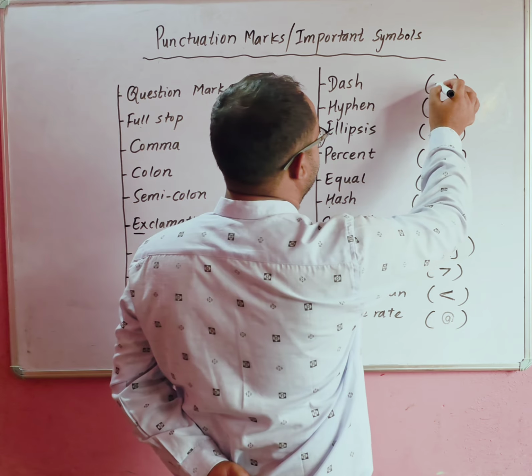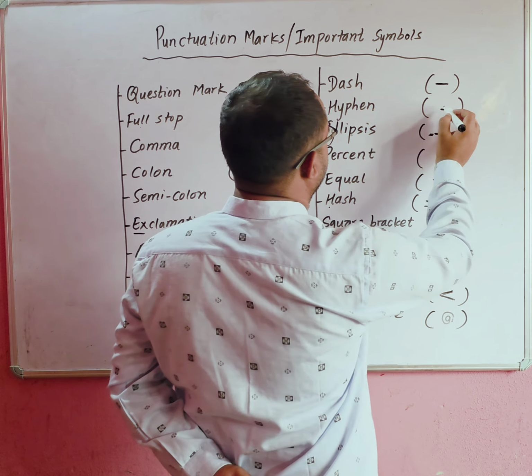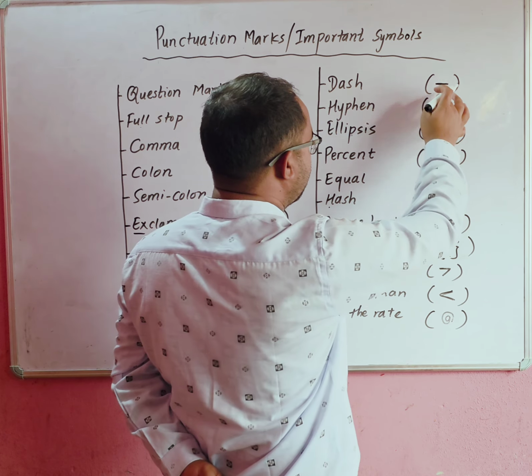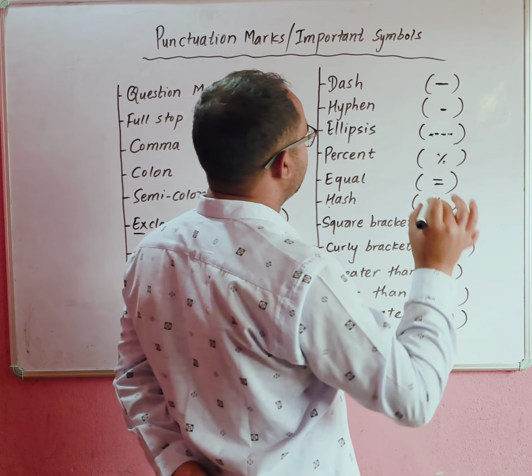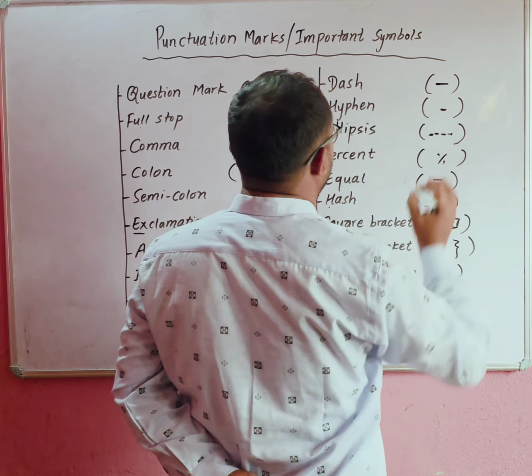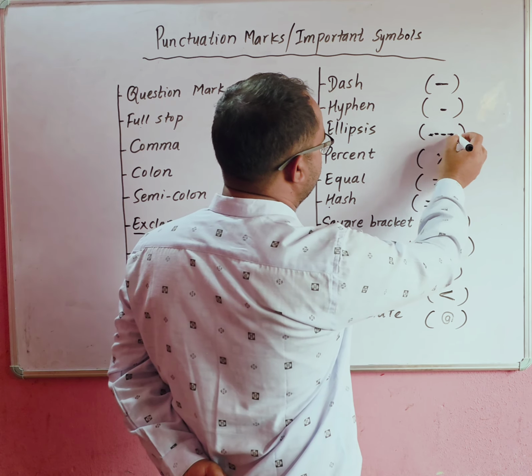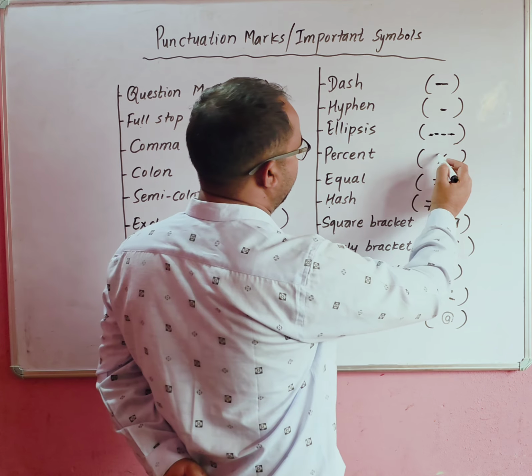Dash. Look at dash. Hyphen. This is a hyphen. You look here, dash and hyphen. Hyphen is shorter than dash. Look here. Ellipsis. Look here. This is ellipsis. Percent. Look here.